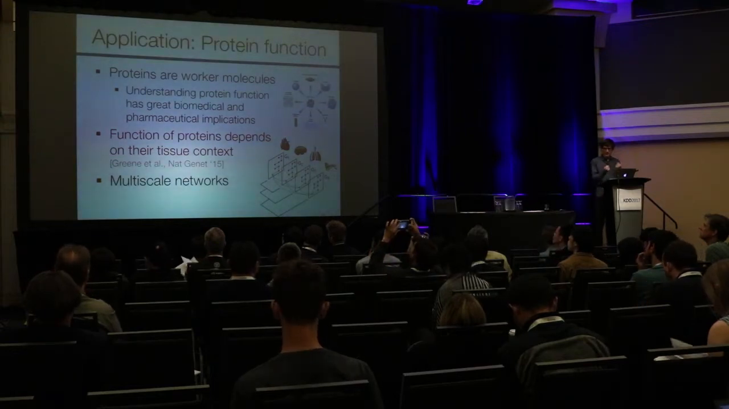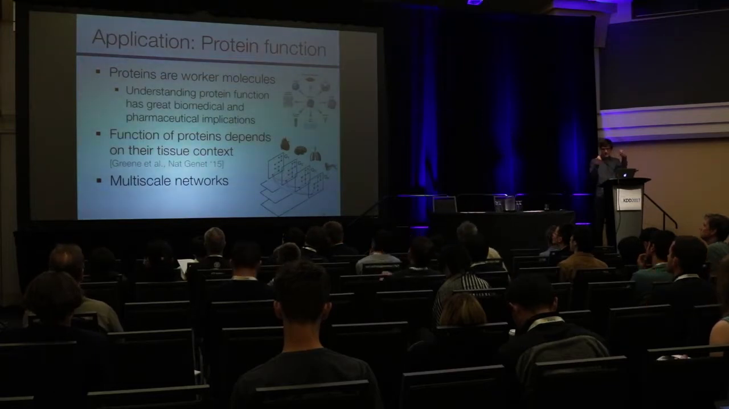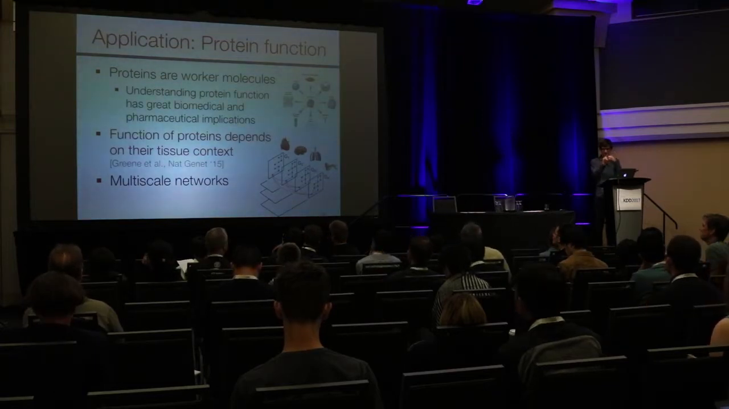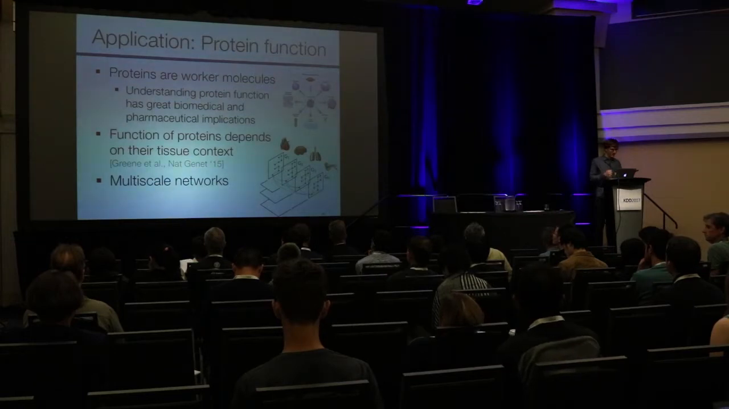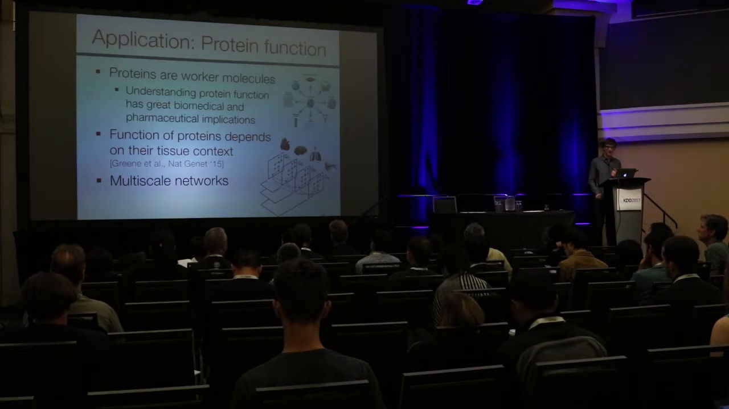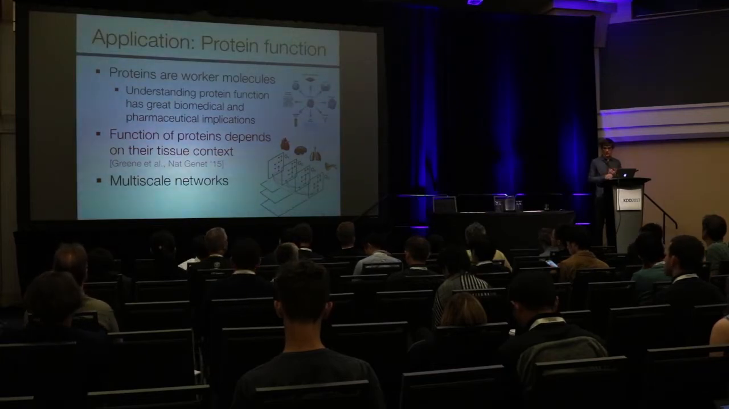Proteins are worker molecules in cells, and they go around and physically get together to do something useful in the cell. Understanding what proteins do is important for biomedical applications, for pharmaceutical applications, and so on. What is interesting is that the function of a protein is not the same across different cells of your body. The function of the protein depends on which tissue the given cell comes from.